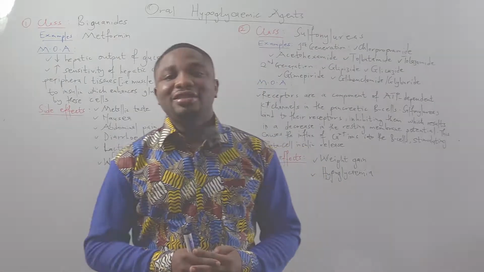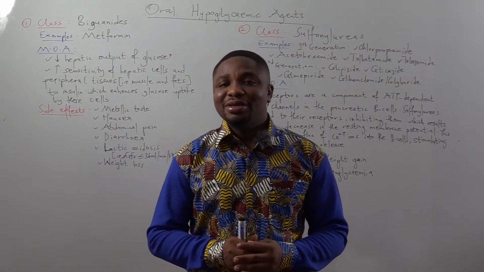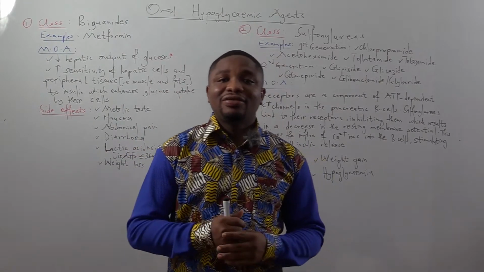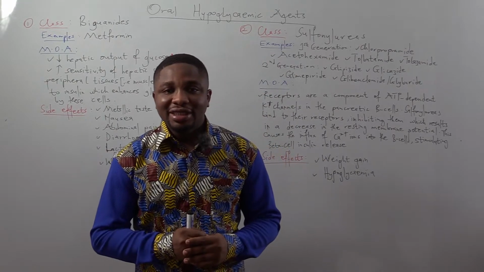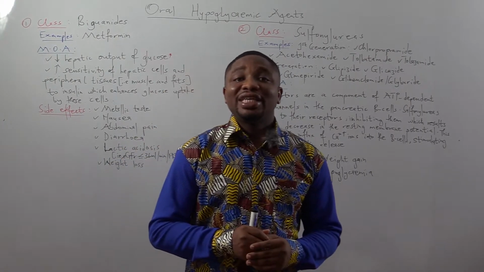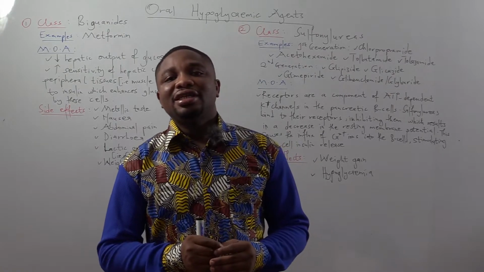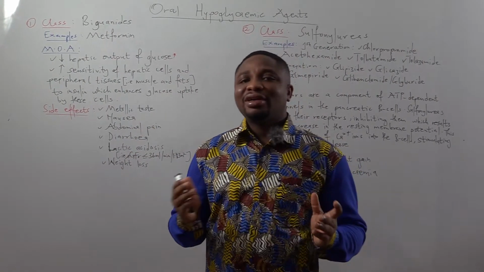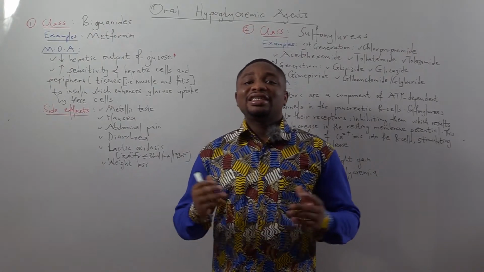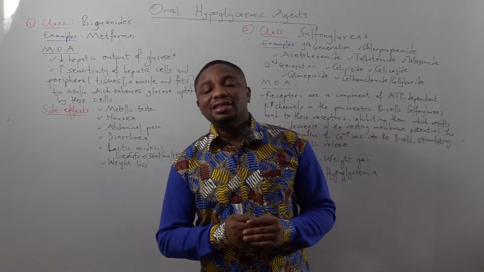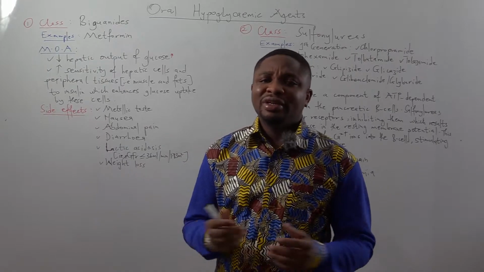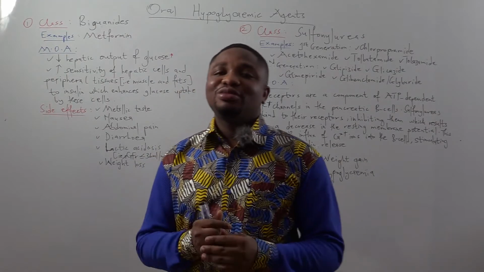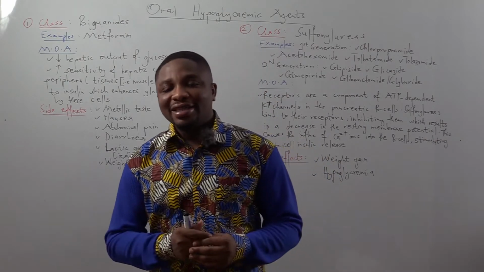Now let's begin with the oral hypoglycemic agents. First of all, we are going to be looking at the classes of the oral hypoglycemic agents. Let's start with the first one, that is the biguanides. An example of a biguanide is metformin, which is very popular and common. It is the only approved biguanide currently in the market.